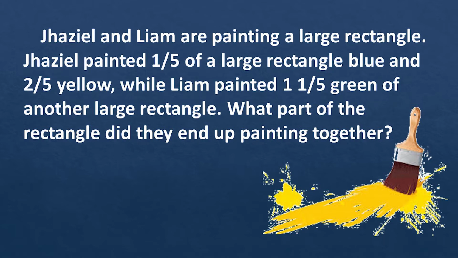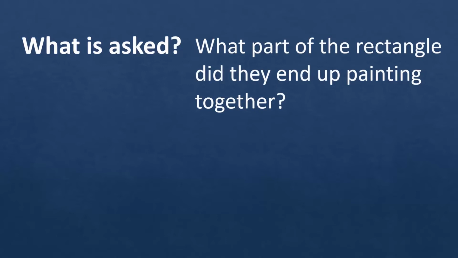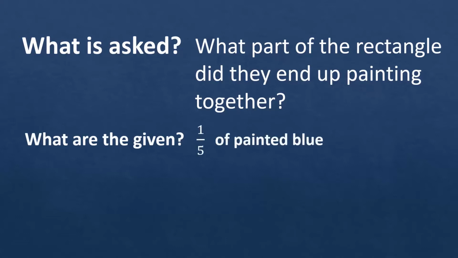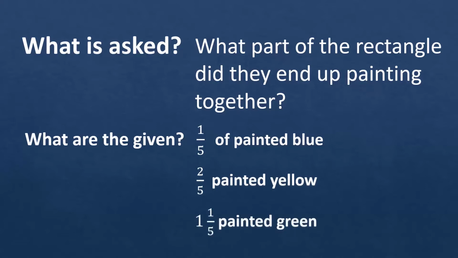Let's have this problem. Jazel and Liam are painting a large rectangle. Jazel painted 1/5 of a large rectangle blue and 2/5 yellow, while Liam painted 1 and 1/5 green of another large rectangle. What part of the rectangle did they end up painting together? Let us analyze first the problem. What is asked in the problem? What part of the rectangle did they end up painting together? What are the given? 1/5 of the rectangle painted blue, 2/5 of the rectangle painted yellow, and 1 and 1/5 of the rectangle painted green.